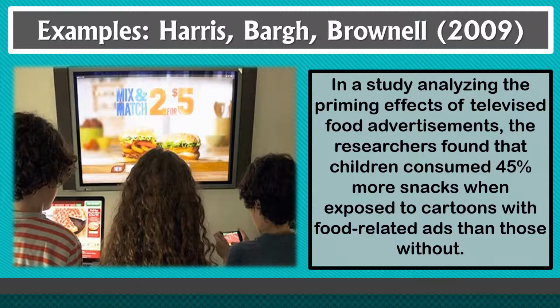Priming plays a significant role in marketing and consumer culture. In particular, many companies take advantage of the priming effect to bias the decisions of consumers towards buying a brand's product. Perhaps most disturbingly, this is especially prevalent in the food industry.